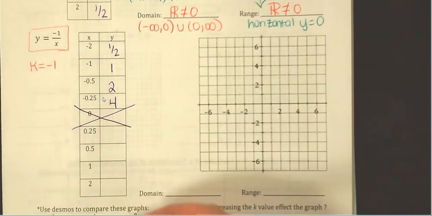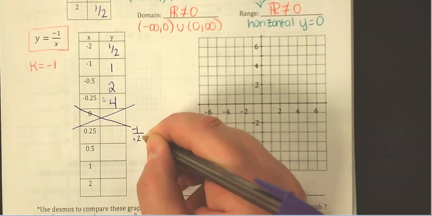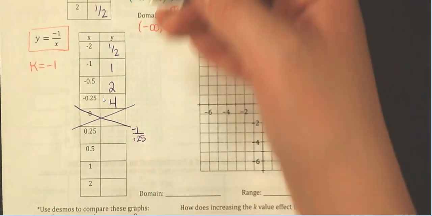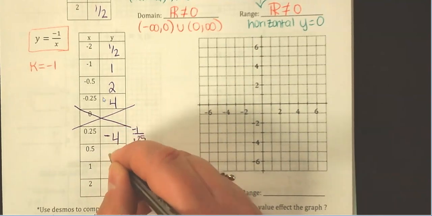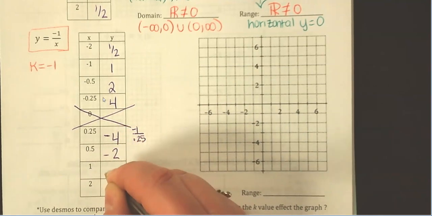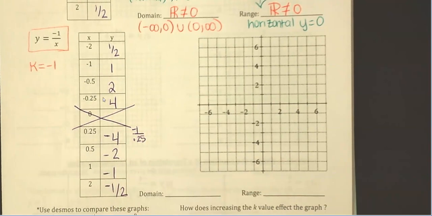Now, for the rest of these, if I take negative 1 divided by 0.25, I have a negative divided by a positive. So same numbers. These are just going to be negative now, because if I put a negative number on the top, I'm doing a negative divided by a positive. So all those y values, they're the same numbers. They're just going to be negative.